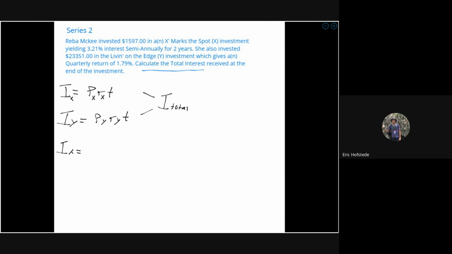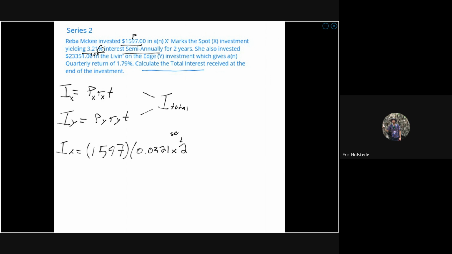Investment X, this is the marks the spot. Reba is investing a principal amount, that's my P, of $1,597. And she's multiplying this by her semi-annual rate, so that's key. It's a percent, so I always divide by 100. So it's actually going to be 0.0321. And I'll do the unit conversion right here. This is semi-annually, so I need to multiply it by 2.